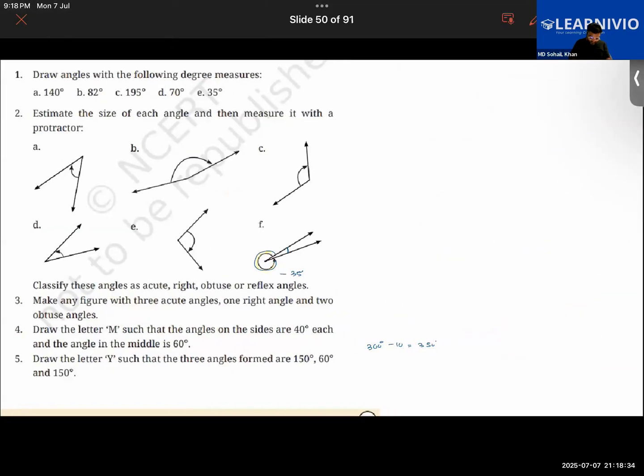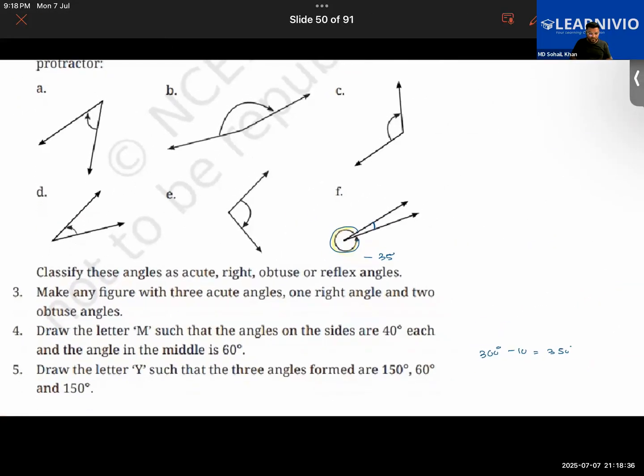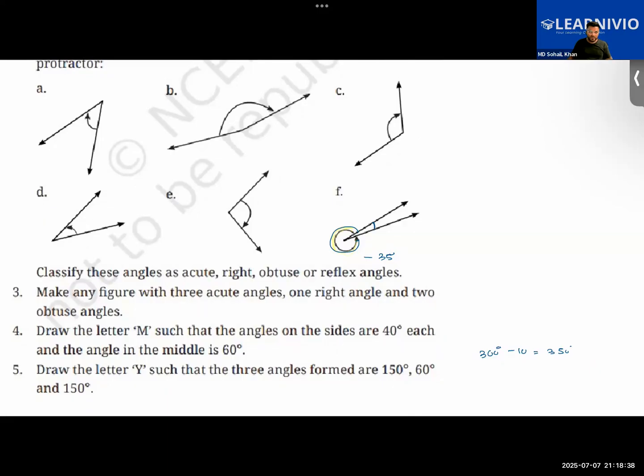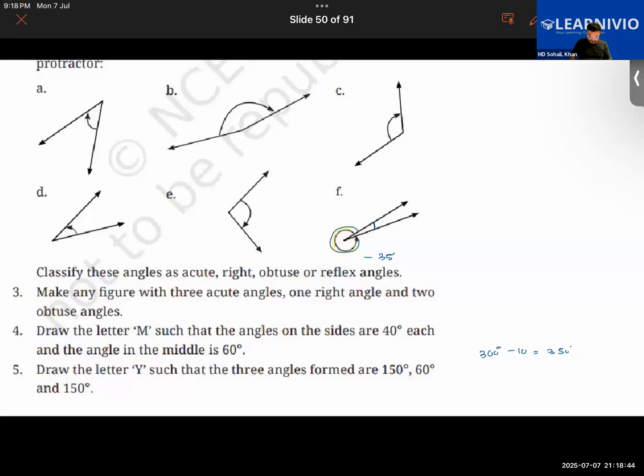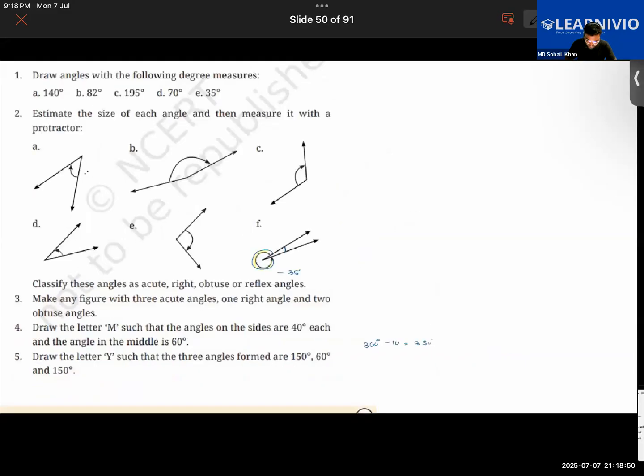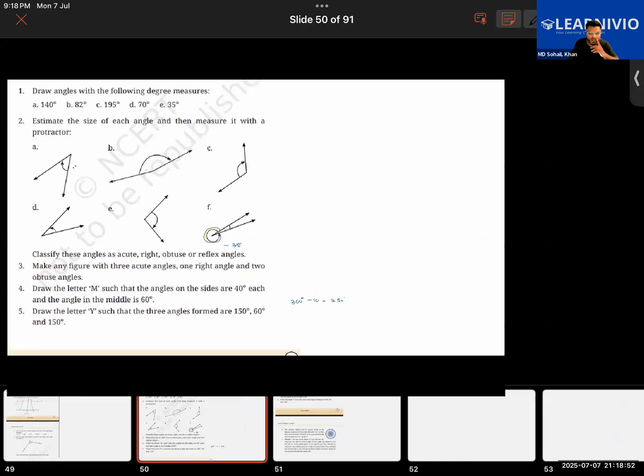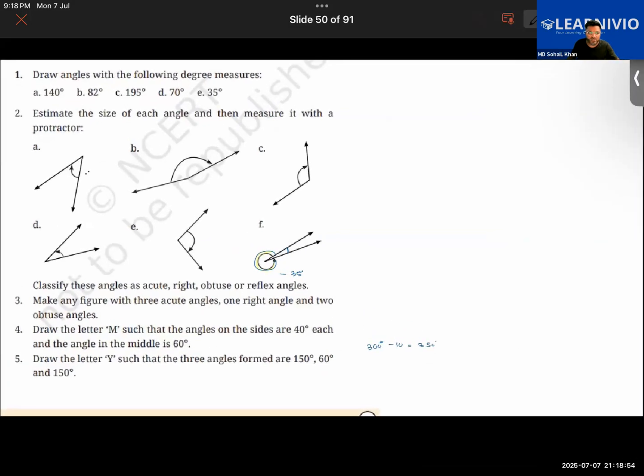So we have to make any figure with 3 acute angles, 1 right angle and 2 obtuse angles. Try, it's very easy. It could be any figure. One right angle is too easy. Let me think, 3 acute angles, okay, means like 135? No, not like that, like 60. Not like that. Hold on.